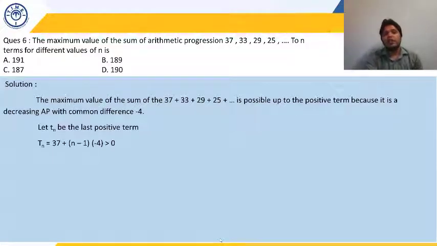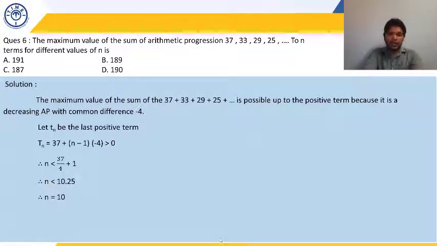So 37 plus n minus 1 into -4 should be greater than 0. After solving, we'll be getting n should be less than 37 by 4 plus 1, which is n should be less than 10.25. So what is the first integer which is less than 10.25? It is going to be 10. So what could be the maximum value of n, or what should be the maximum number of terms which we can take, so that we will be taking only the positive terms? The 11th term is going to be our first negative term. So we are not going to take that term or any term beyond it. So we are going to take only 10 terms. So we are going to sum this series till n is equal to 10.